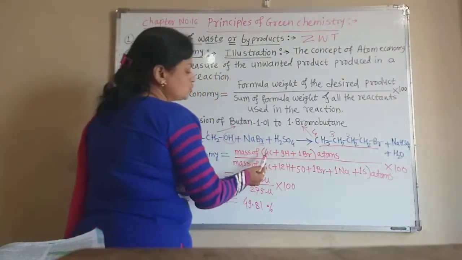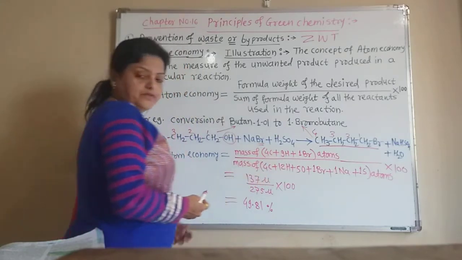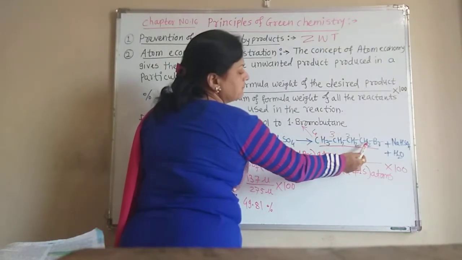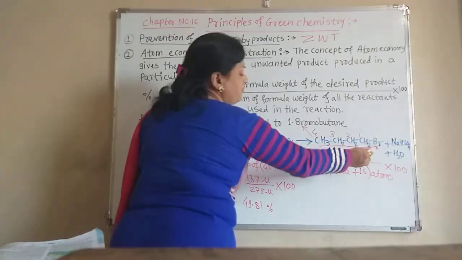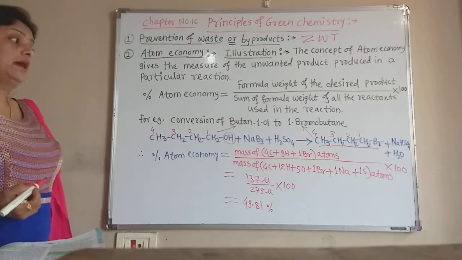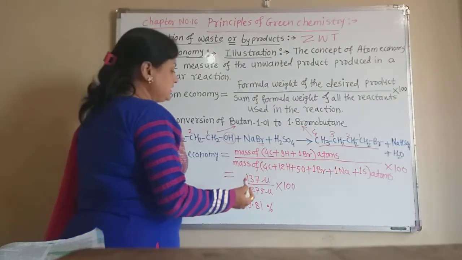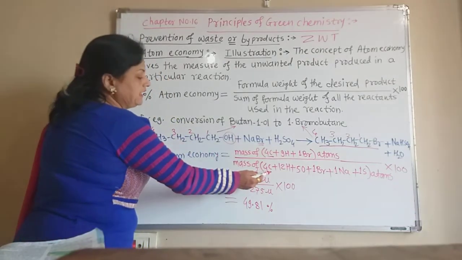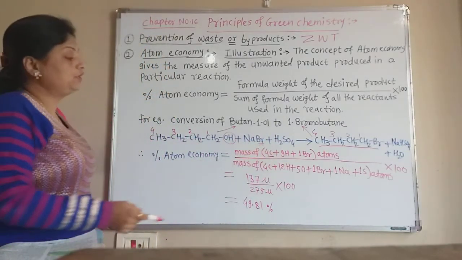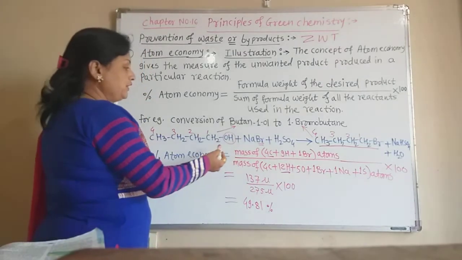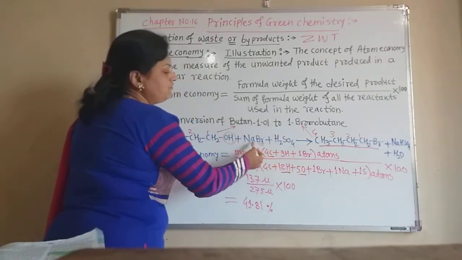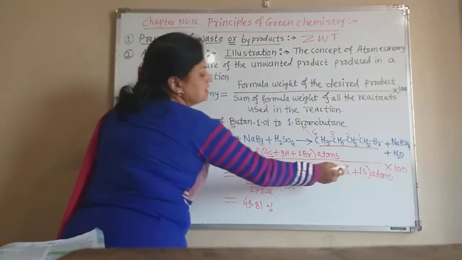There are the 4 carbon atoms, so mass of 4 carbon atoms, again plus there are how many hydrogen, 3 plus 2 5 7 9 hydrogen atoms and 1 bromine. So mass of the 4 carbon plus 9 hydrogen plus 1 bromine atoms divided by mass of, now see in the reactant there are again the 4 carbon atoms, now these 12 hydrogen atoms and 5 oxygen atoms, 1 bromine and 1 sodium atom, and again there is the 1 sulfur atom.